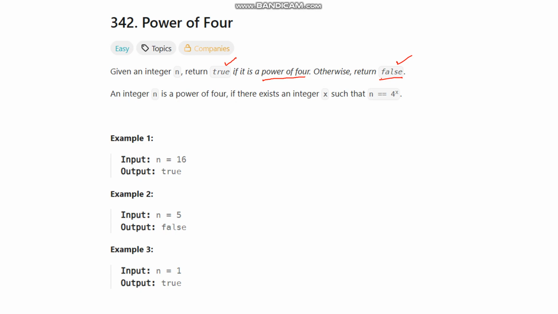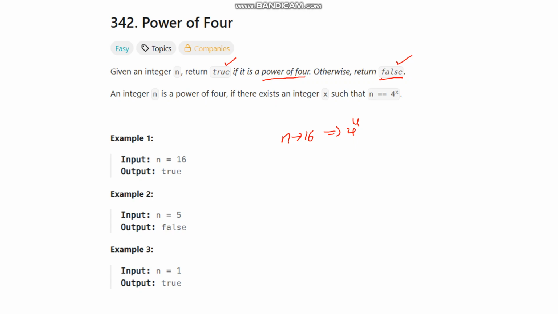An integer n is a power of 4 if there exists an integer x such that n equals 4 power x. Means whenever there is a possibility of 4 power x, then that number is called a power of 4. They give one simple example here, n equals 16. We can write 16 as a power of 4.